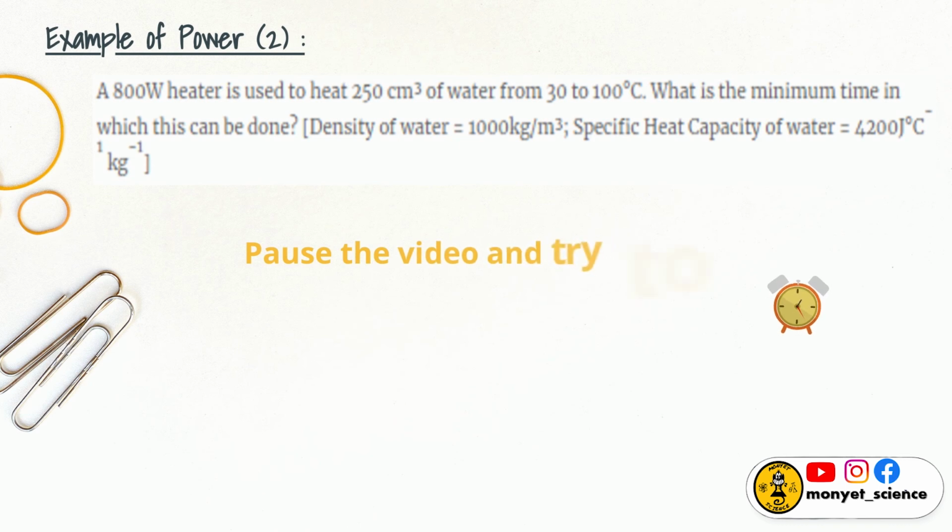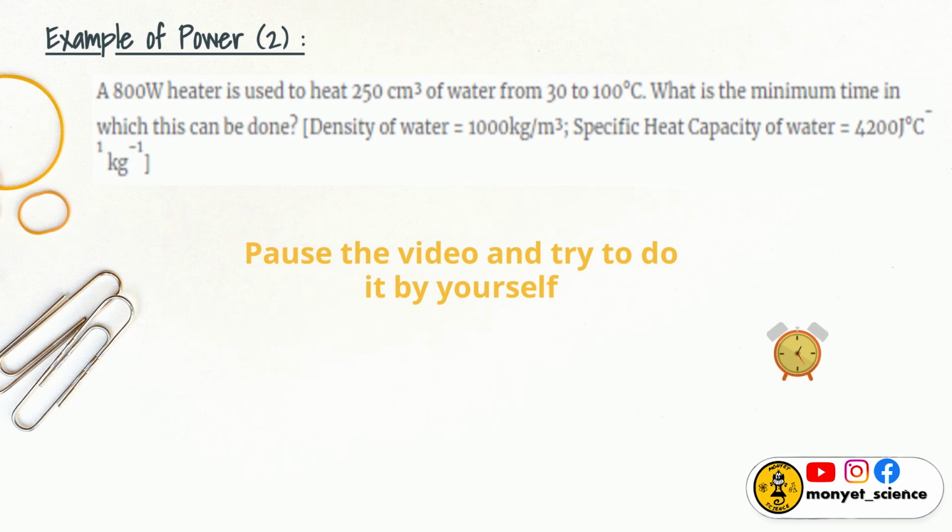Let's look at the next example of power. An 800-watt heater is used to heat 250 cm³ of water from 30 to 100 degrees Celsius. What is the minimum time in which this can be done? Please pause the video to try this yourself.